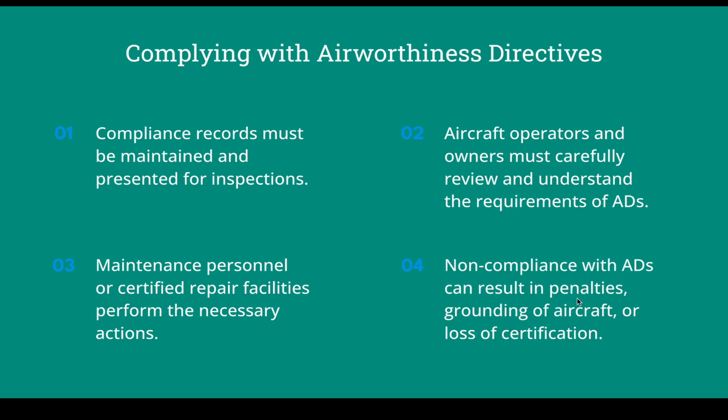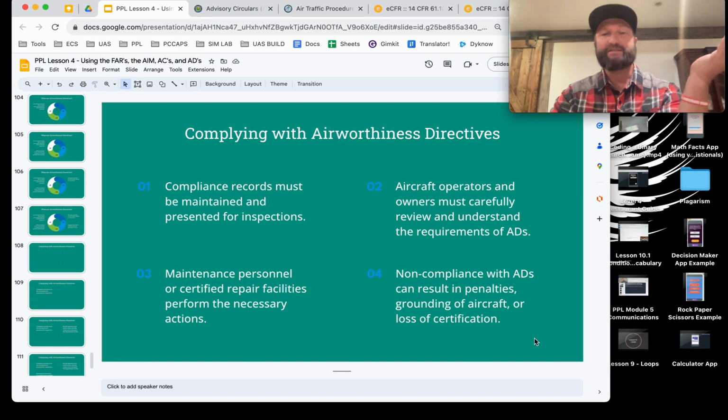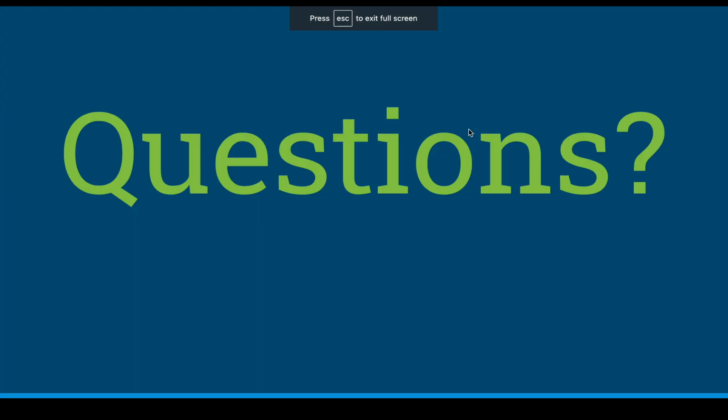Non-compliance with ADs can result in penalties, grounding of aircraft, and loss of certification. And guess what? It's also unsafe. There's a reason for that AD. It's supposed to be done. It's supposed to be completed so that the airplane doesn't fail in flight and cause undue harm to people on the ground or harm to you and your crew. So yeah, we want to comply with those ADs, airworthiness directives.